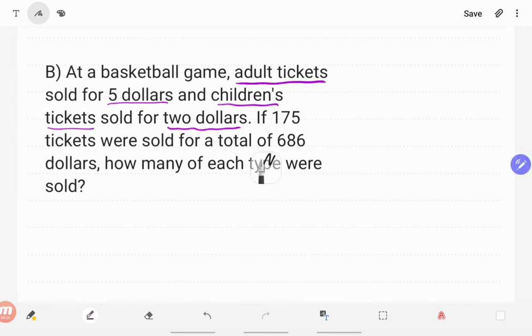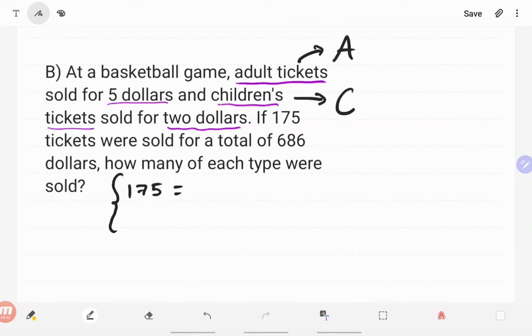Well, let's go ahead and create our system of equations, right? I've got a total of 175 tickets. And I know that my adult tickets, let's let that be A, and my children's tickets, let that be C. The number of adult tickets plus the number of children's tickets add together to give me 175 tickets. Fantastic, right? So this is just our count. If you guys remember when we talked about coin problems, we said, well, this is just our count. How many of each do we have?